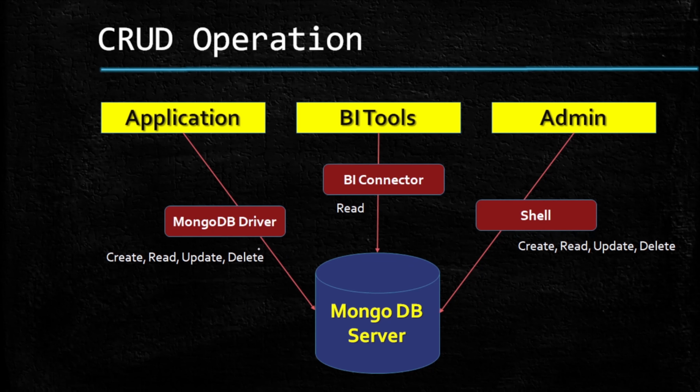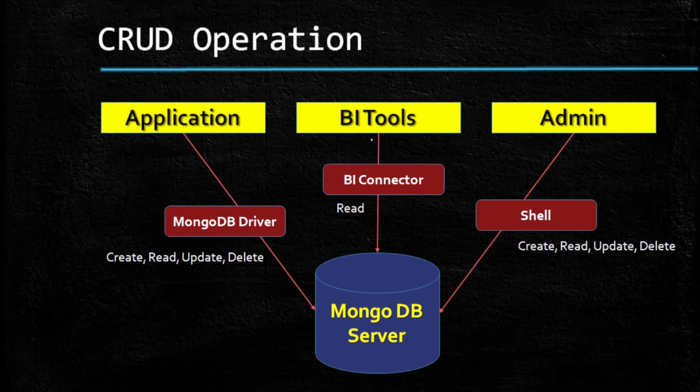In this slide, we can understand how to do CRUD operations in MongoDB. We have the MongoDB server. This server contains the data, and this data is accessed in different ways. The first way: the user can access the MongoDB server through the application. Whenever the user comes to the application and tries to access our MongoDB data, it goes through the MongoDB driver, and the user can perform CRUD operations against the data. CRUD means create, read, update, delete. These operations can be done by the user with the help of the application.